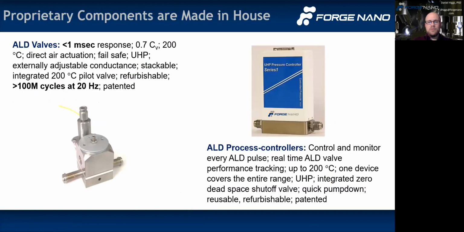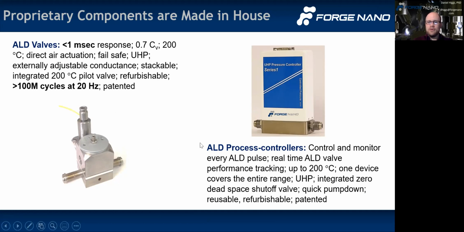So as I mentioned, the two main components that enable our equipment to be so competitive are the ALD valves. We make these ourselves. These have a less than 1 millisecond response time, which is much faster than the next best available valves that you can get from companies in the market. And also we've tested these valves for over 100 million cycles. That is 100 million openings and closings of these valves, and that was at 20 hertz. That is the number of cycles that we can get to before the valve needs to be refurbished. And it can be refurbished. It doesn't need to be replaced. It can just be taken apart, cleaned, refurbished, put back together.